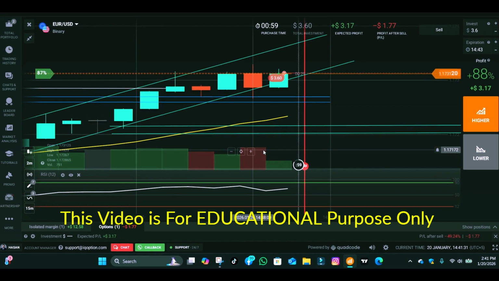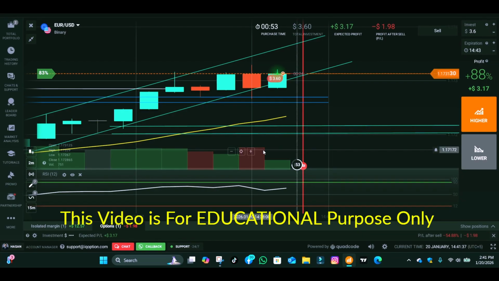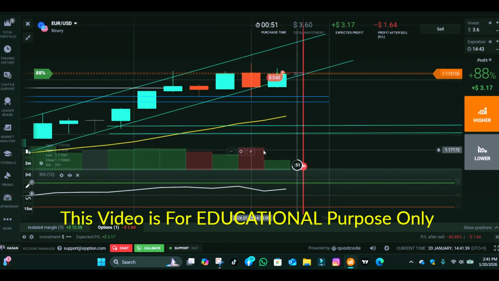So we place a down trade here. This is an engulfing pattern. Euro to US dollar is not going higher and cannot make a new high. Let's wait for the result.